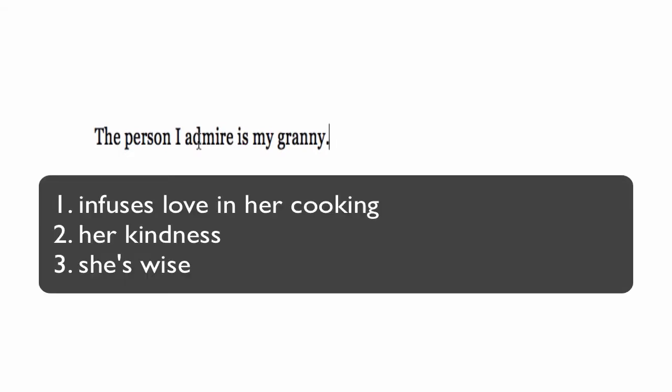So we have our thesis statement, which is right here. The person I admire is my granny. So I'm answering the question. Now I want to state the 3 ideas or the 3 reasons that I admire my granny. And I've already done a little pre-writing myself, as you have last week. And these are some of the ideas I came up with. So my ideas are that I really admire the way my granny infuses love in her cooking. I also admire her kindness. It's inspirational. And the third thing that I admire is that she's really wise.